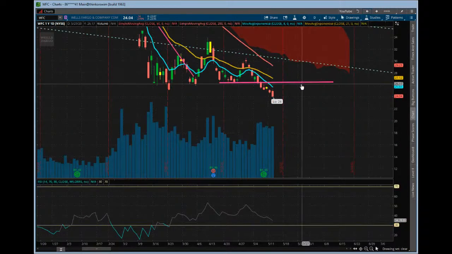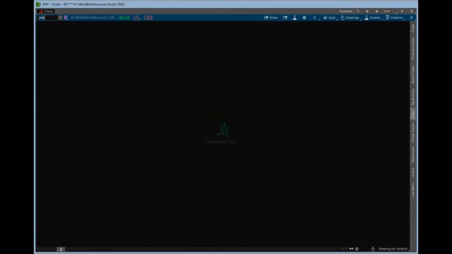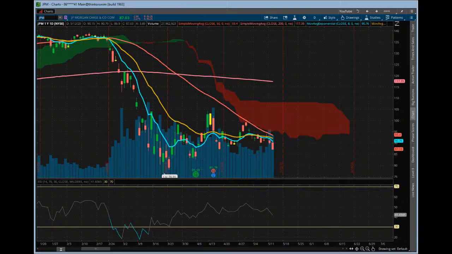So we've reached this 24 level. We're below these levels right here. We have increased volume. So, yeah, Wells Fargo, again, is looking bearish going into tomorrow. So we're definitely still bearish on the financials. And then a big move back here, too.